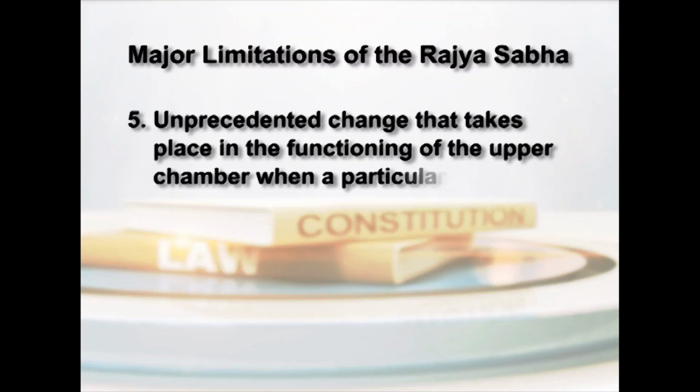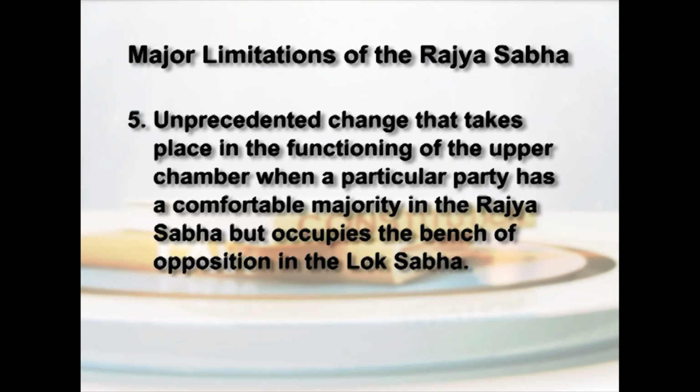Finally, it has been criticized, and what is worth mentioning, is the unprecedented change that takes place in the functioning of the upper chamber when a particular party has a comfortable majority in the Rajya Sabha but occupies the opposition bench in the Lok Sabha. Such an incident occurred in the year 1977 when the Janata Party formed the union government in the Lok Sabha and the Congress had an absolute majority in the Rajya Sabha.